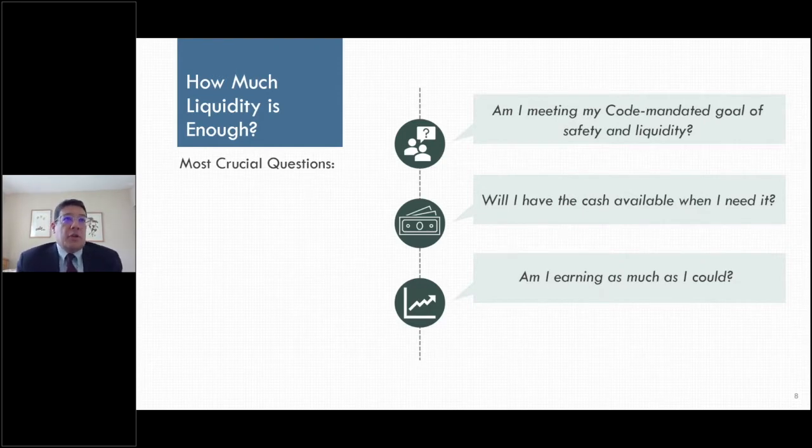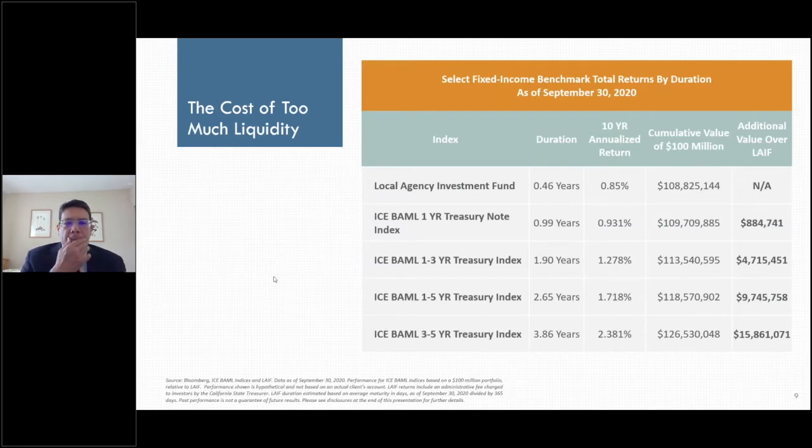So you have to ask yourself, when I build my portfolio, number one, am I meeting my code mandated goals of safety and liquidity? Most of you know that California government code has stated goals and objectives for any public portfolio, and they are in order: safety, liquidity, followed by return. And you have to pay attention to those. And of course, the question is, am I going to have the cash that I need available when I need it? And of course, following that is, am I earning as much as I could? That's the kind of thing you have to think about. I mentioned to you that in the bond markets, generally speaking, the longer you target your investments, the more money you're going to earn, generally speaking.